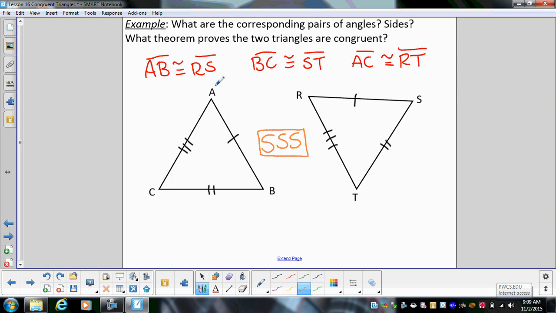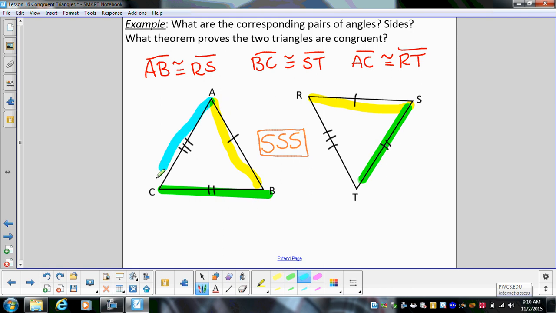So looking at the pictures, I have three pairs of sides that are marked up, three pairs of sides that are congruent to each other. So the one mark shows me that those two sides are congruent to each other. The two marks tell me ST and BC are congruent. And the three marks show me AC and RT are congruent. So I have three pairs of congruent sides. The only option I have to say that these two triangles are congruent is by side, side, side.